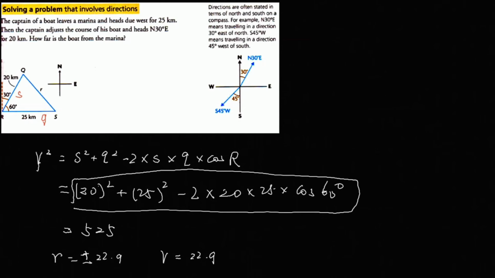So the boat is about 23 kilometers from the marina. So the boat is here, and R equals 22.9 kilometers, around 23 kilometers. Okay, let's move to the next question.